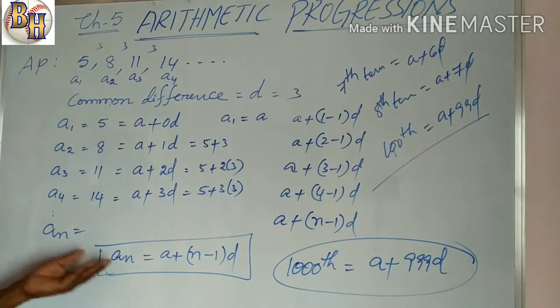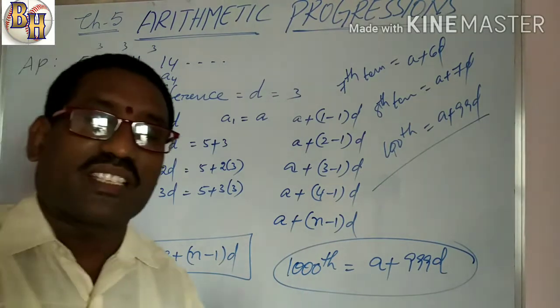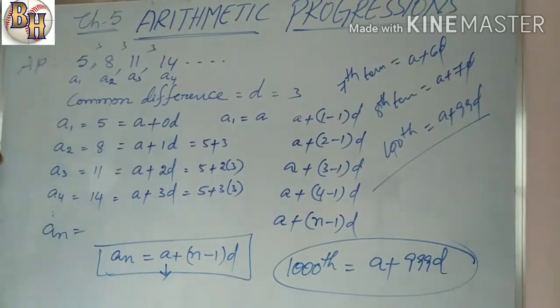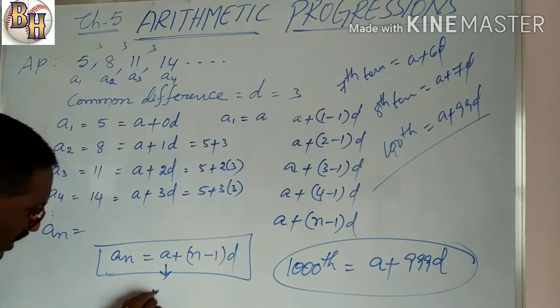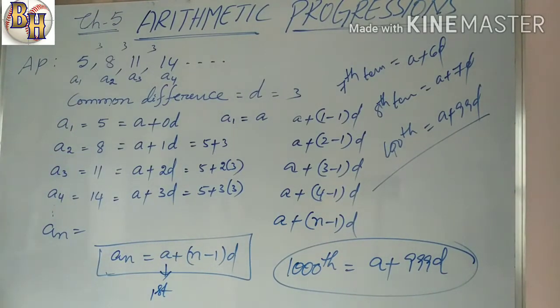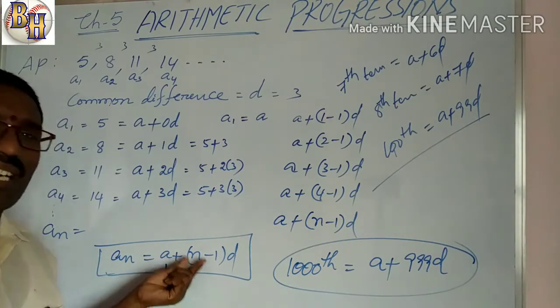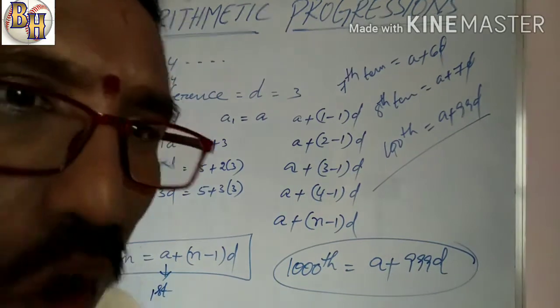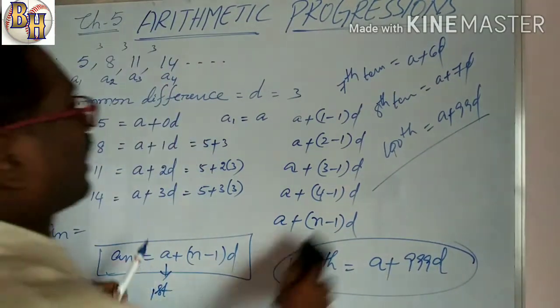Suppose the nth term, what is the nth term formula? A plus (N minus 1) into D. What is the A here? A is the first number. This is the first number. N is the term number. D is the common difference. D is what is that? Common difference.